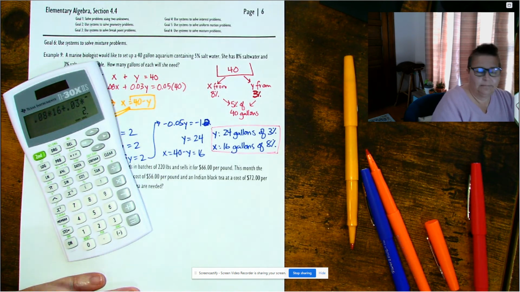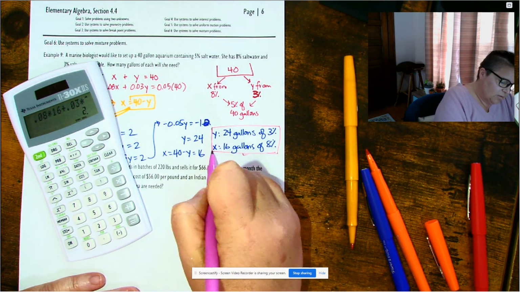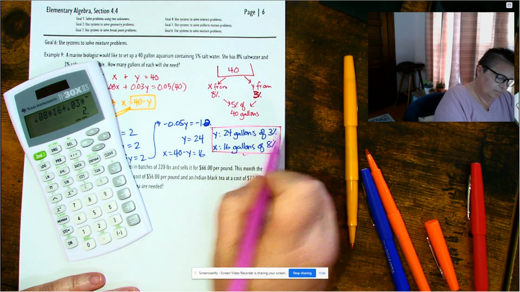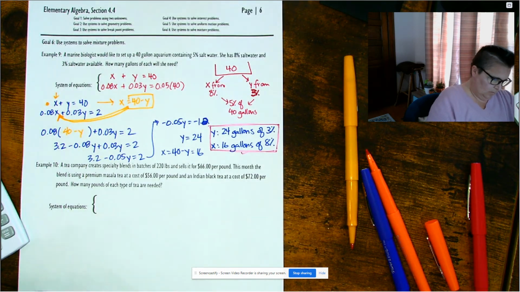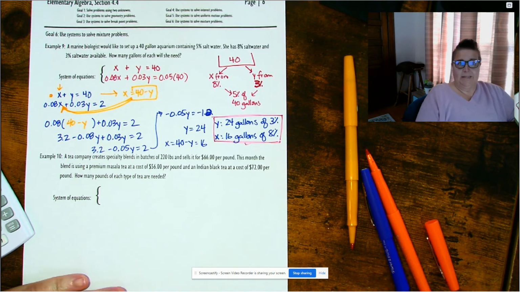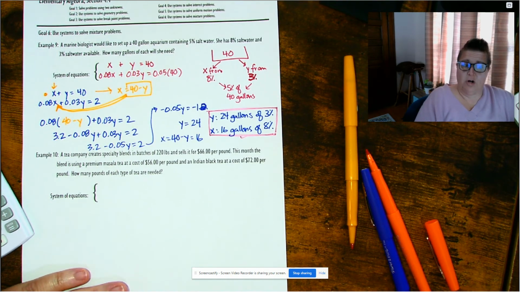And I did. So I've checked this, and I know that it is correct. All right. All right, second mixture problem. This one is dry mixtures.